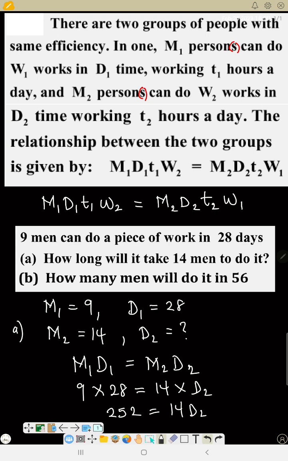So here you need to divide both sides by 14. So now this formula is useful. Just know that anything you know in the question, just represent it and remove the ones that you don't have. So now divide both sides by 14, so D2 is 252 divided by 14. So D2 is 18. So that is the answer. So now let's do the B part.